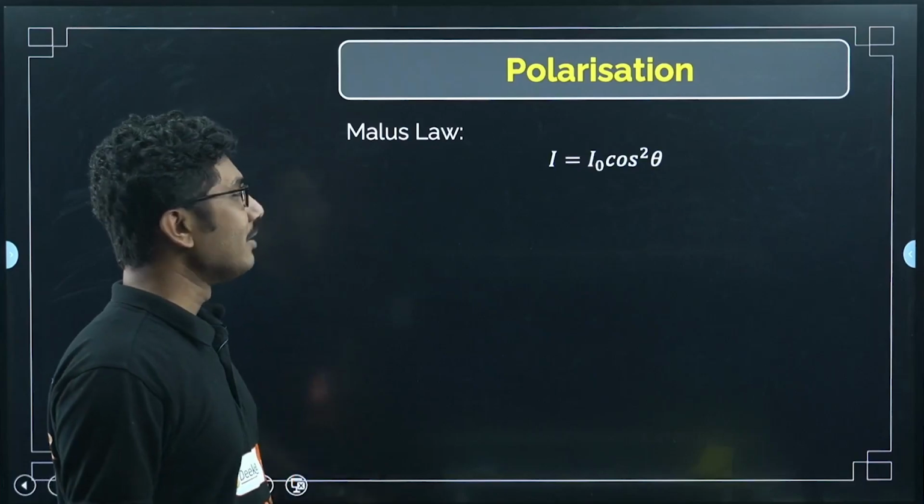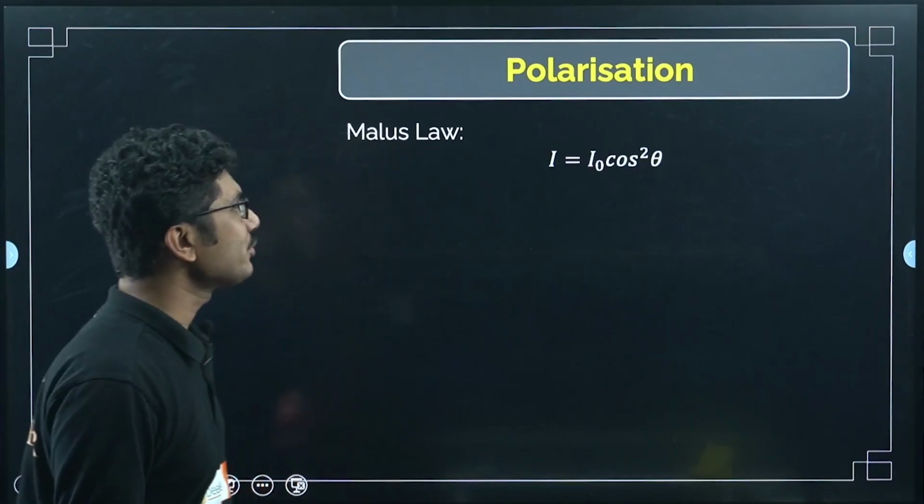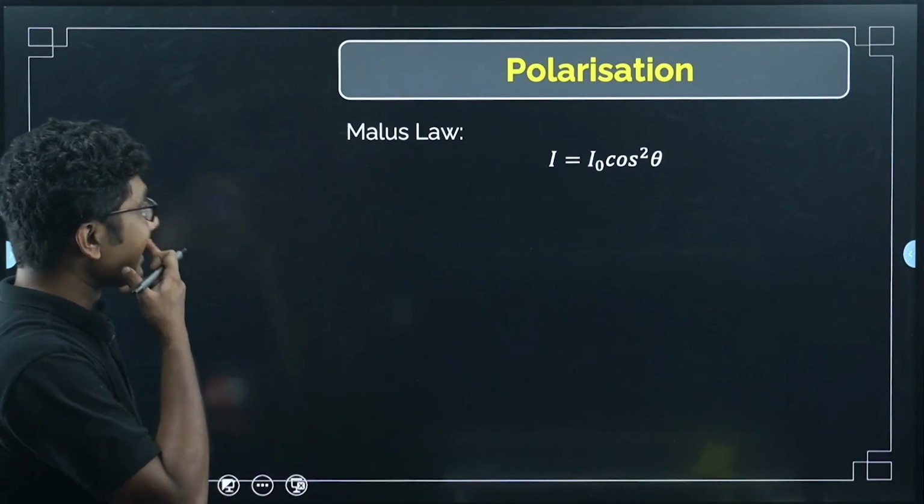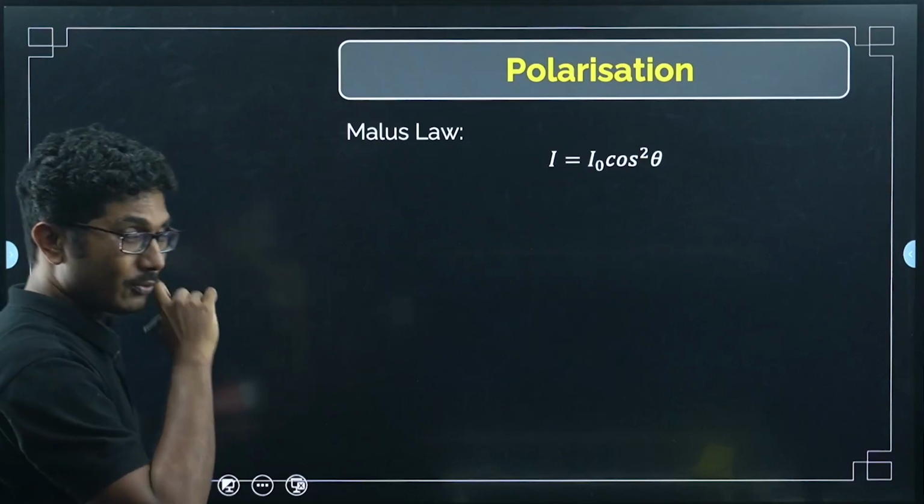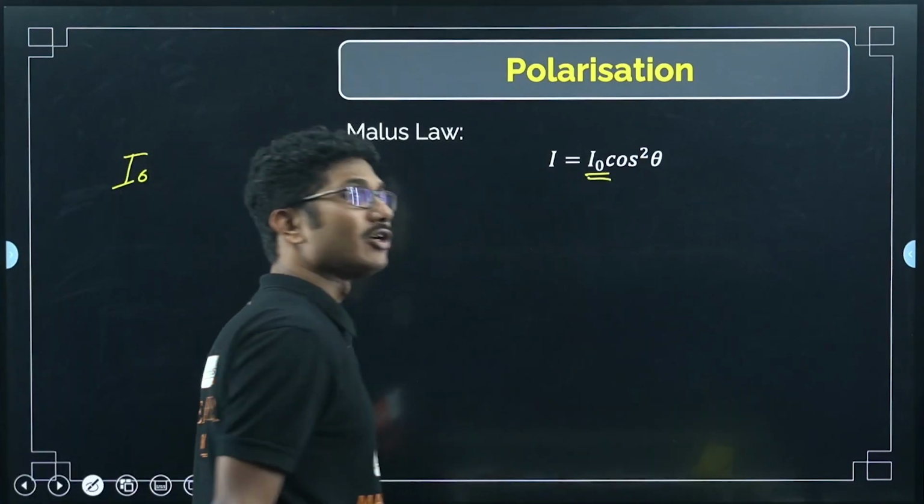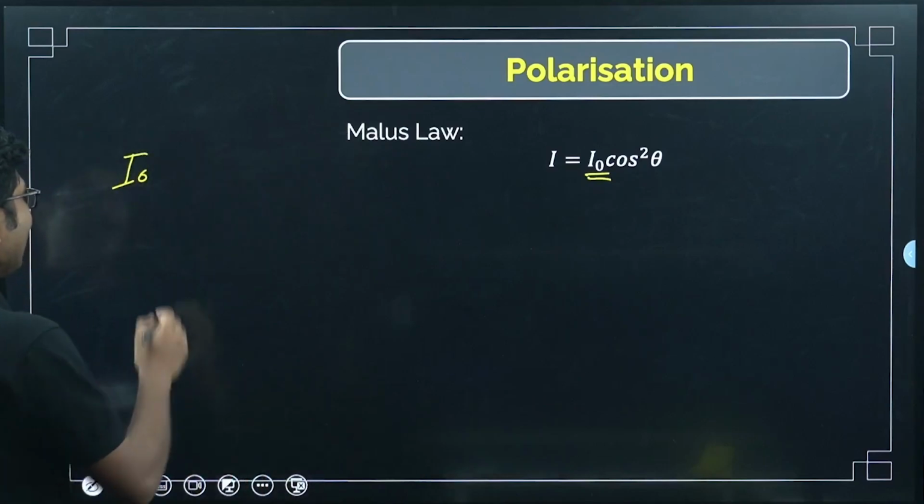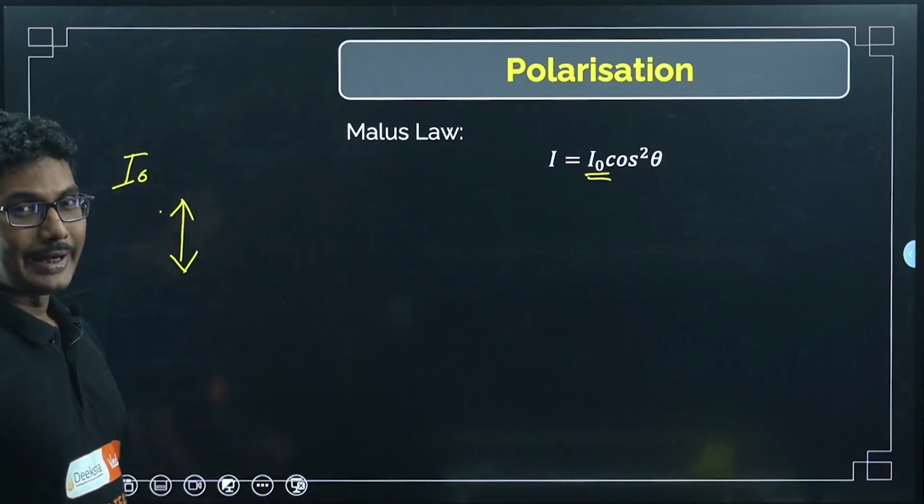A very important law is Malus law. Malus law is I equals I naught cos square theta. Suppose your light is already polarized. It is not unpolarized light. Remember that here I naught is the intensity of the polarized light, and suppose it is vibrating along this direction.